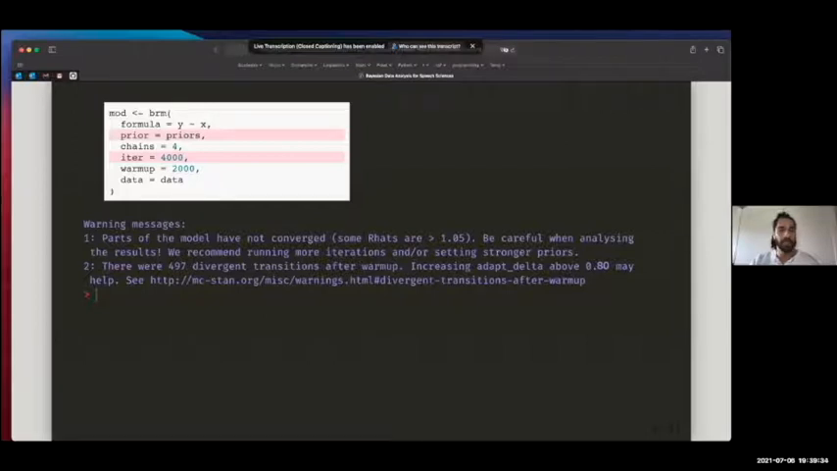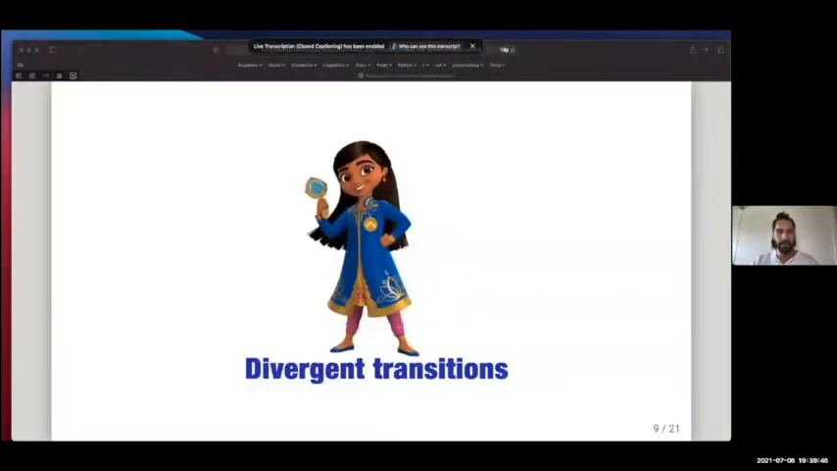It says that we should increase adapt delta. All right, so this is great. We already know what the solution is, but we don't really know what the problem is yet. We don't know what divergent transitions are. So I'm going to spend a little bit of time now trying to build some intuition about what divergent transitions are. But in order to do that, we have to talk about parameter space a bit more.